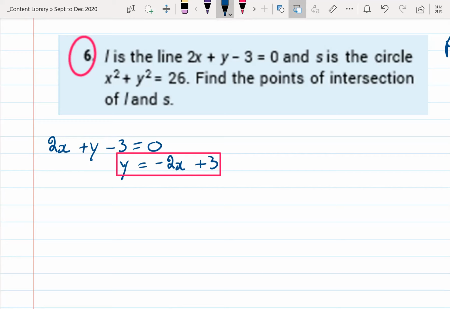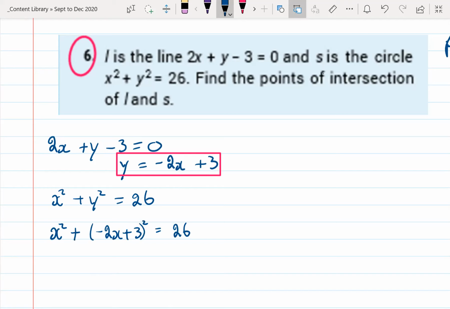So we're going to take that in the pink box and sub it into the circle equation. The circle equation is x squared plus y squared equals 26. We know that y is equal to -2x plus 3, so it'll be x squared plus, now instead of y, let's substitute in what it is, -2x plus 3, that's an expression for it, and it's squared.